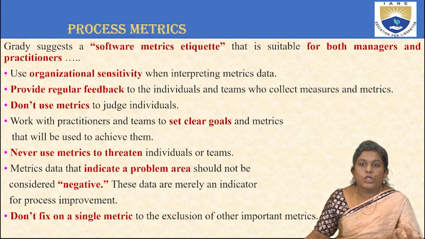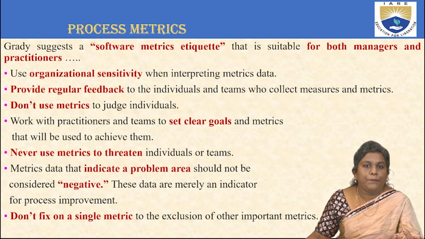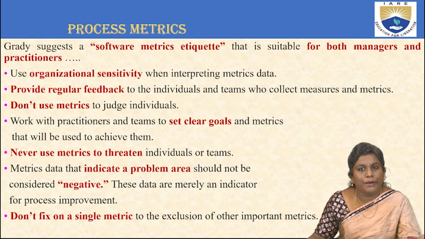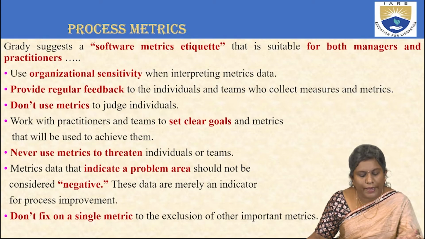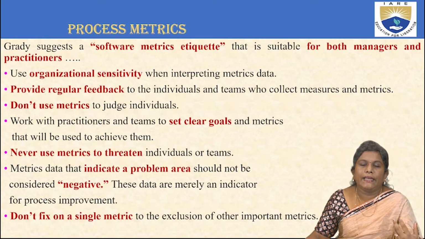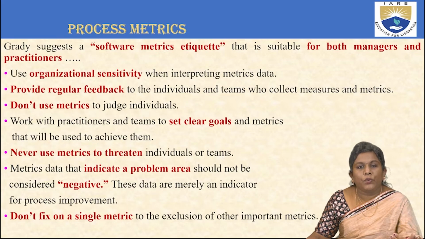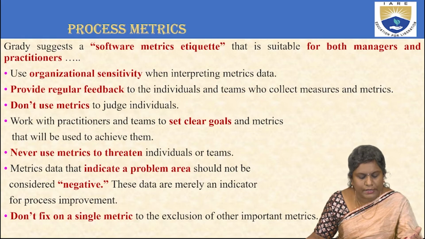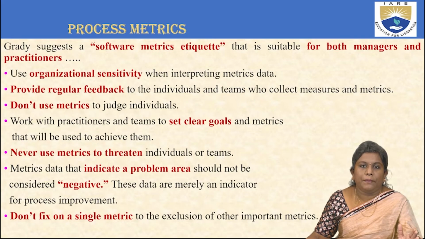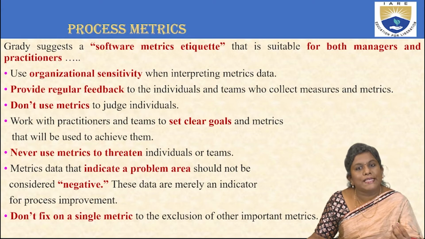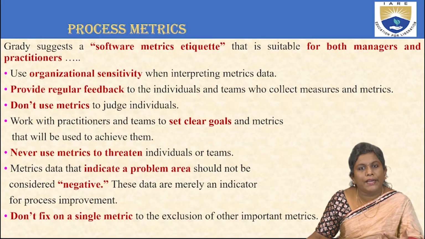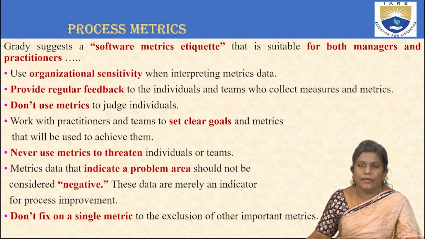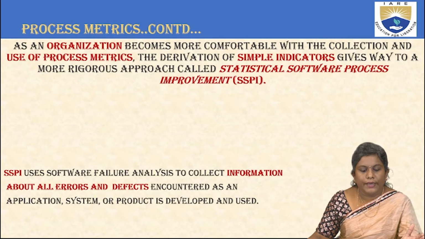Next, this also indicates a problem area. One of the very important feature of the etiquette in software metrics is indicating the problem area. And if there is any negative things that are there, you try to improve it with the indicators, as we have just discussed. Don't fix on a single metric, meaning whatever values you are trying to specify to find out a cost estimation of a process, you should not rely on only single metric. It's like you can have multiple values so that any of the values stated in that range will give us a suitable result. Fine.